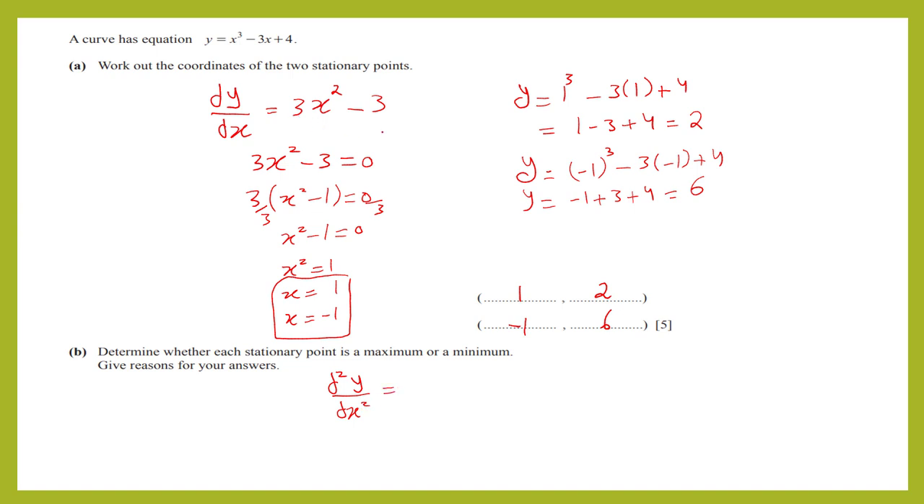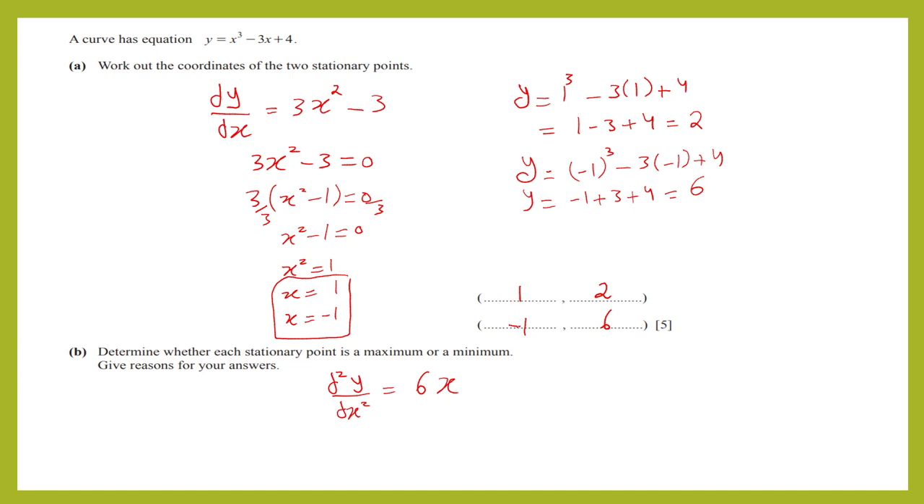We will differentiate one more time. 2 times 3 is 6, then x to the power 1 because we subtract, and the 3 has no derivative. So the second derivative is 6x. What you will do in the second derivative is find its value when x is 1 or x is negative 1.